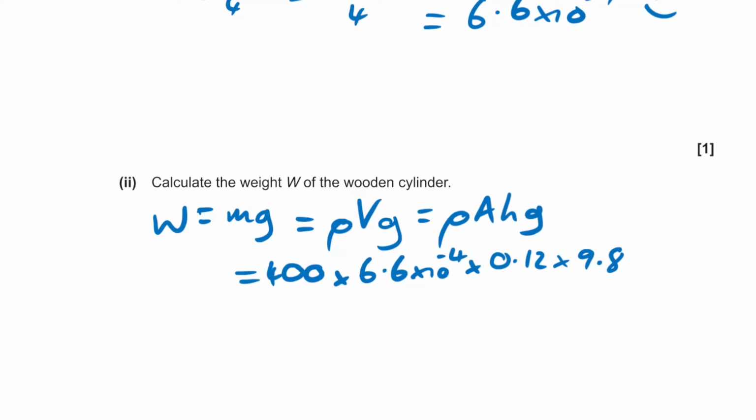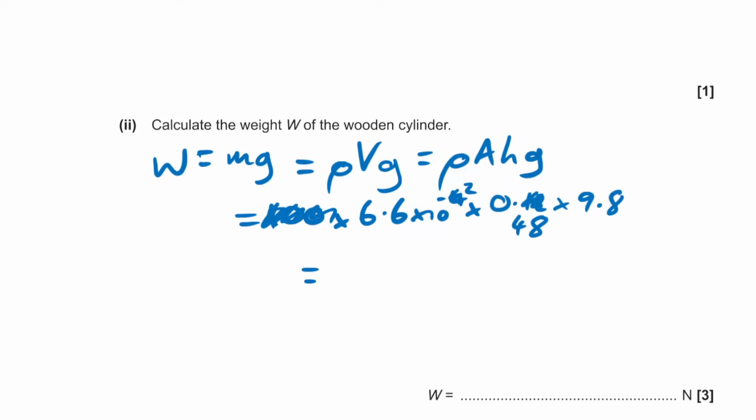I think I can cancel some powers of 10 here. I'm going to take 2 off there, take 2 off there. Wasn't really worth it, was it? Can I just say 0.48? Totally not worth it. Whatever. Multiplying this all together, and we end up with 0.31 newtons. Easy.